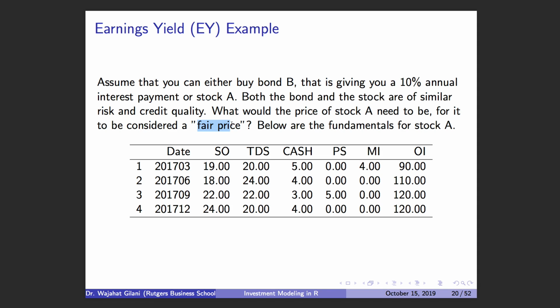That's the point I'm getting at. The fair price here will be a price so that the earnings yield will be equivalent to your benchmark earnings yield. And in this case, I have a bond sitting there that can give me 10%. Therefore, my benchmark for my earnings yield is 10%. And if my benchmark earnings yield is 10%, then I need to back out the price that will give me that 10% earnings yield given the fundamental data here.